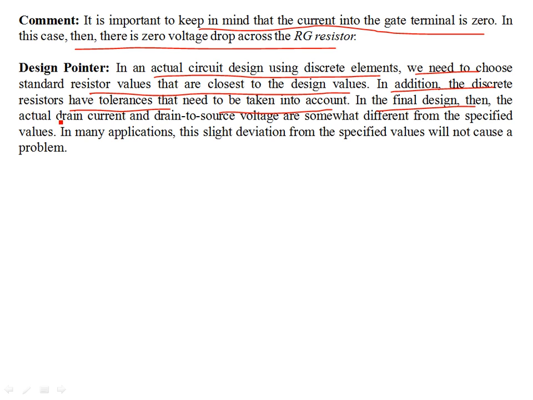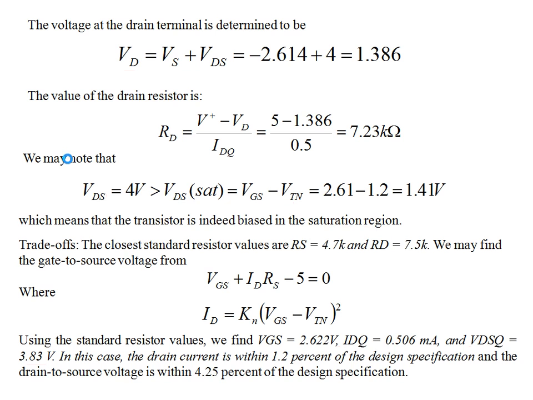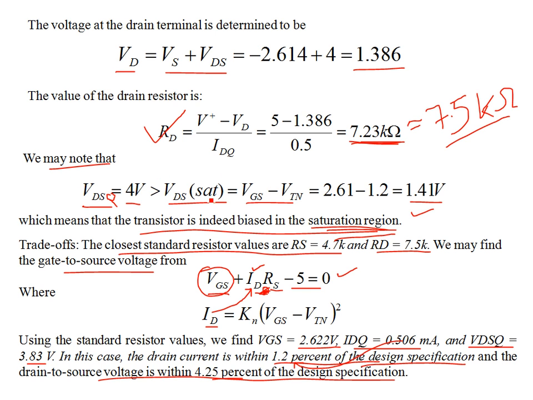So in the final design, the actual drain current and drain to source voltage, ID and VDS, are somewhat different from the specified values. In many applications, this slight deviation from the specified value will not cause a problem. You're still much away from VDS SAT, so your transistor is still in the SAT region. That's not a problem, even if you go for the standard resistor values. That's all.